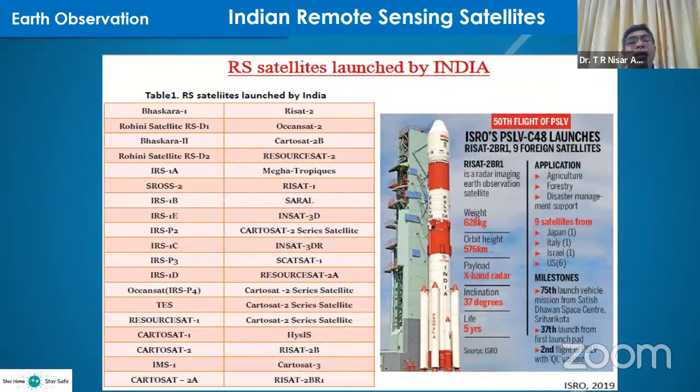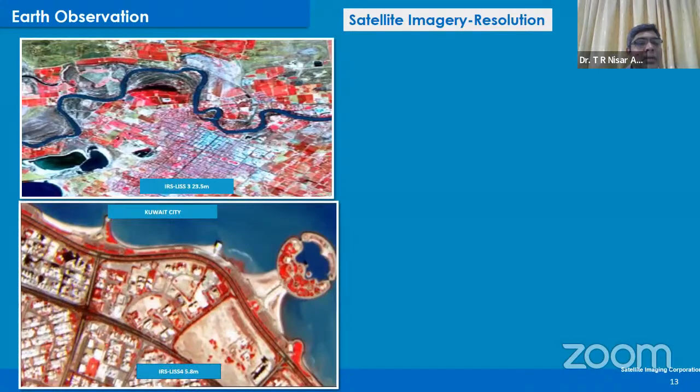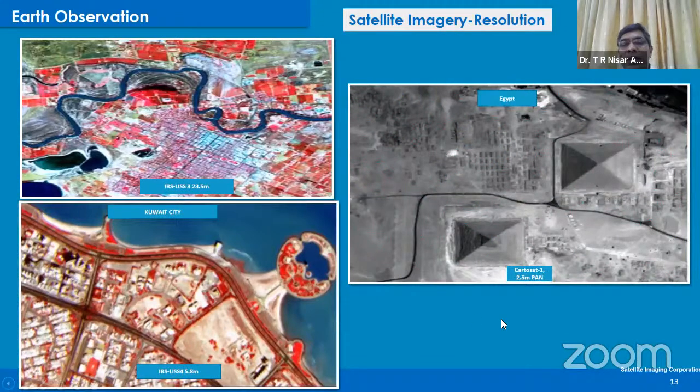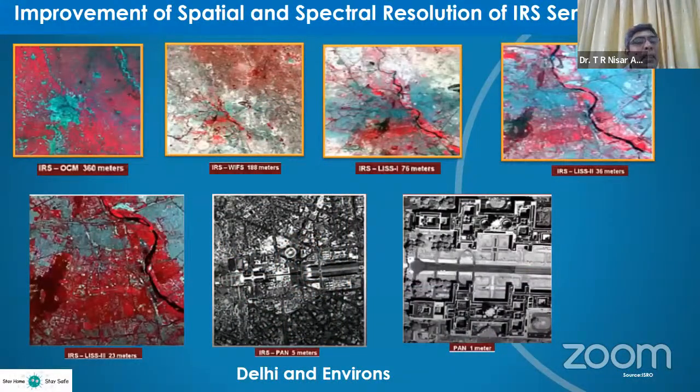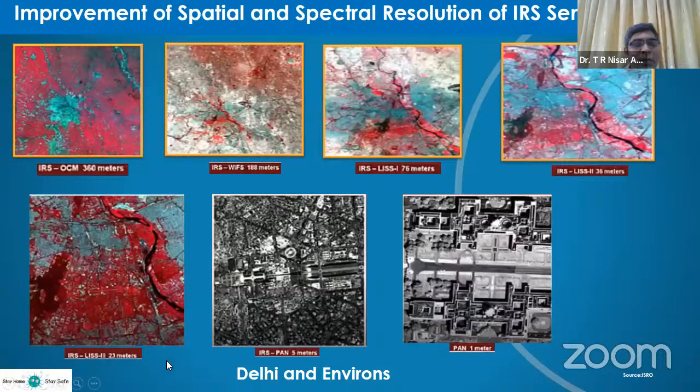So these are the satellites from Indian Remote Sensing. I'm not going into details. These are the resolutions of different satellites, for example IRS, 23.5 meter. This is data for the Kuwait region. LISS-1 has 5.8 meter resolution. This is CartoSat, 2.5 meter black and gray scale, that is panchromatic data. Similarly, this shows the improvement of the spatial technology as far as India is concerned: from 360 meter, 188 meter, 76 meter, 36 meter, 23 meter, 5 meter, and 1 meter. This is for the Delhi region.